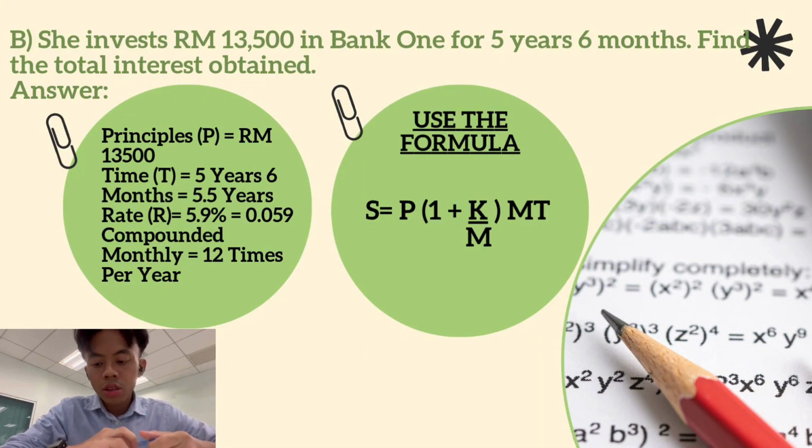I will continue the question for B. The question is, she invests RM13,500 in bank 1 for 5 years and 6 months. Find the total interest obtained.